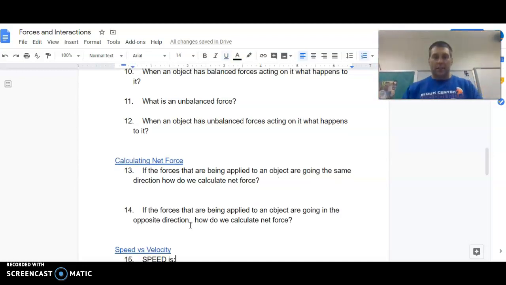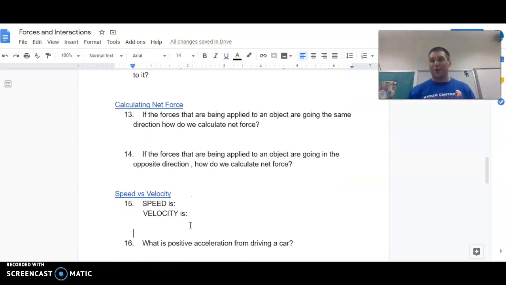Okay. Next, speed and velocity as you're getting into driving. Some of you, driver's ed, your permits, speed and velocity. What's the difference? We've talked about it earlier this school year. So you have to think back on that and then go into this here.